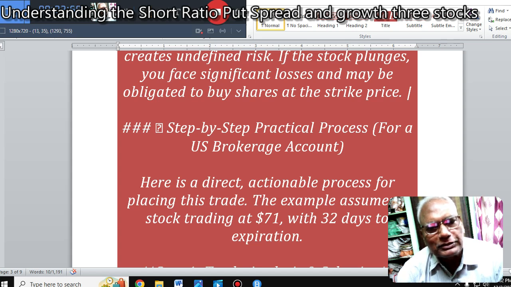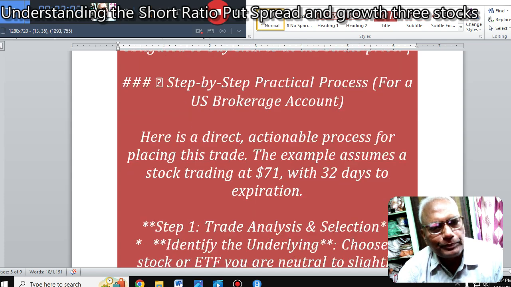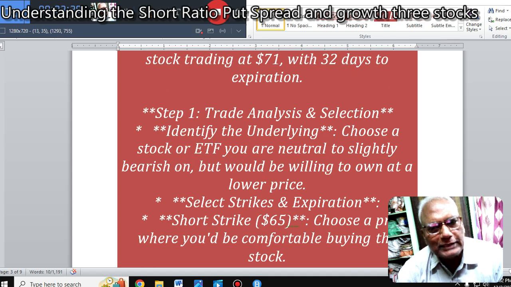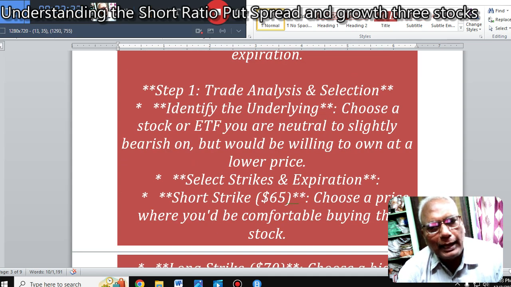Step-by-step practical process for a US brokerage account. Here is a direct, actionable process for placing this trade. The example assumes a stock trading at $71 with 32 days to expiration. Step 1: Trade analysis and selection. Identify the underlying. Choose a stock or ETF you are neutral or slightly bearish on but would be willing to own at a lower price.